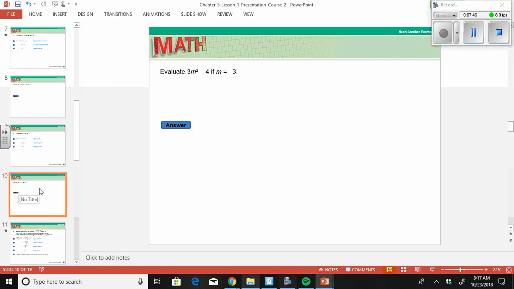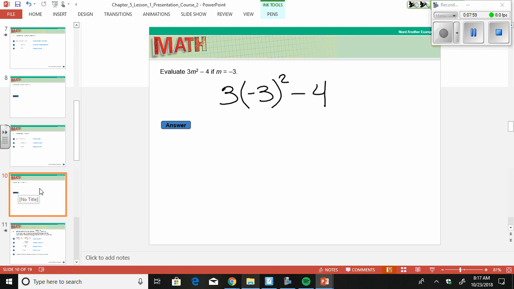Evaluate 3m squared minus 4 if m equals -3. So the first thing I do is plug in. So I have 3 parentheses around what I'm plugging in. Plug in that -3. Put my squared up here, minus 4. I have nothing to do inside the parentheses, so PEMDAS. Then I have exponents. Well, I do have exponents.